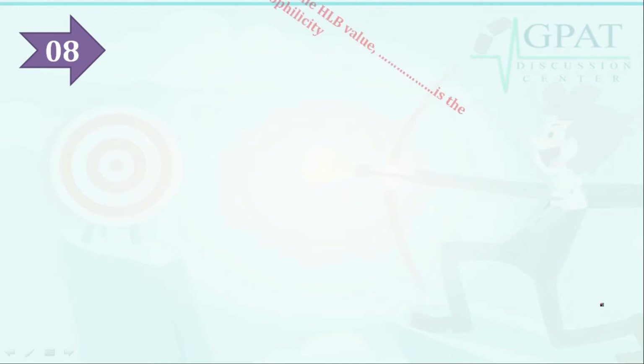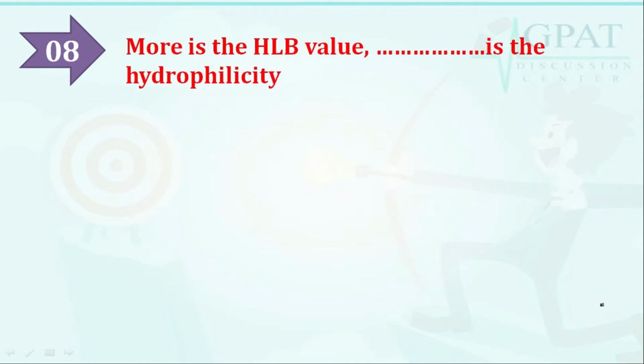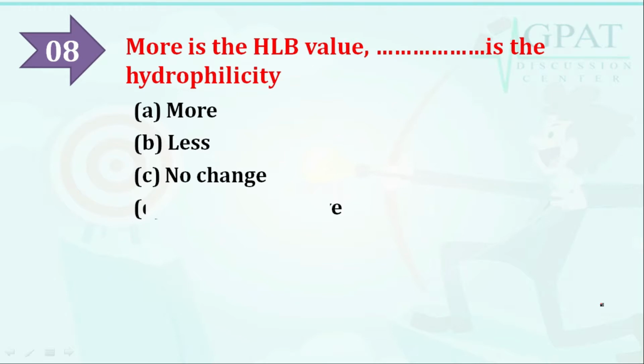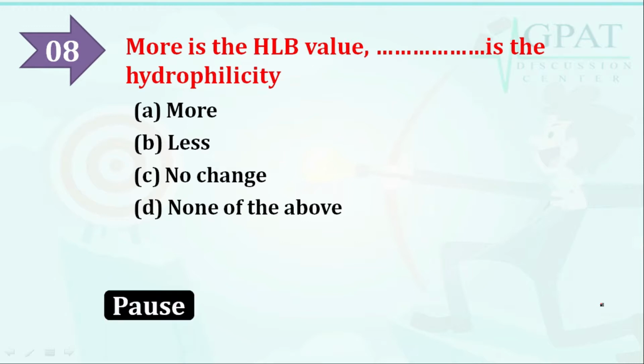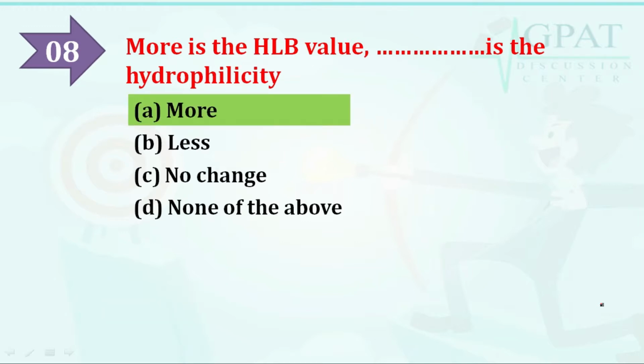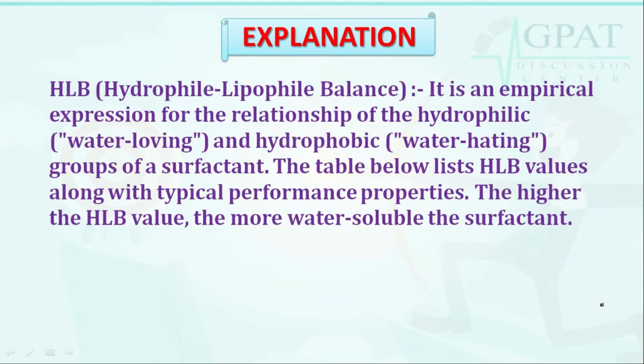So coming to the next question, more is the HLB value, dash is the hydrophilicity. Options are, option A is more, option B is less, option C is no change, option D is none of the above. So more is the HLB value, more is the hydrophilicity. So let's discuss with the help of the explanation.